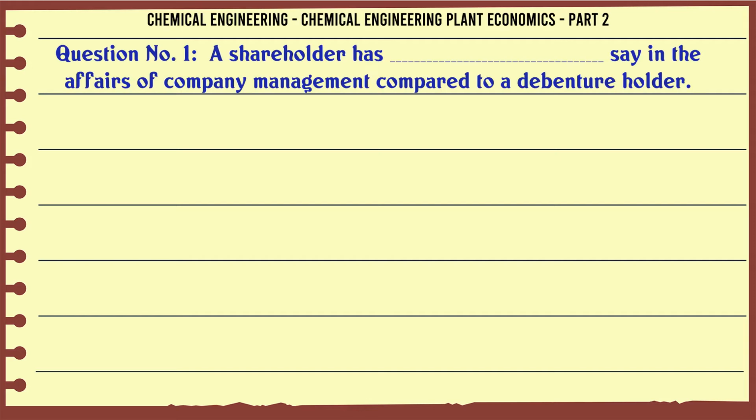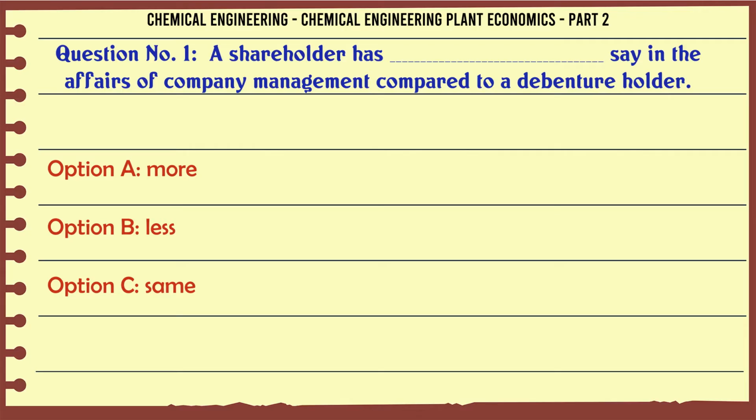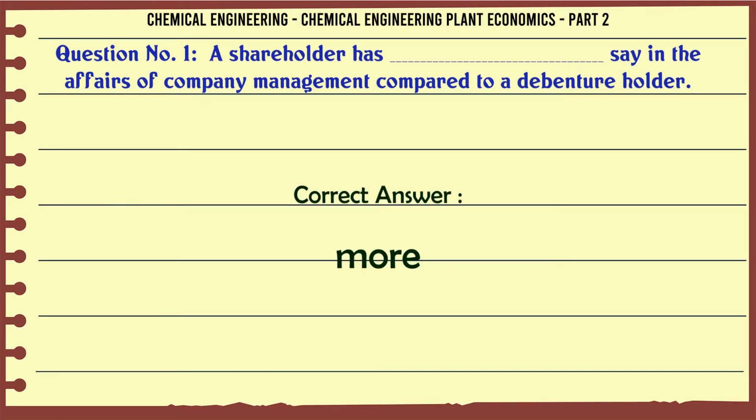A shareholder has _ say in the affairs of company management compared to a debenture holder. A. More. B. Less. C. Same. D. No. The correct answer is more.